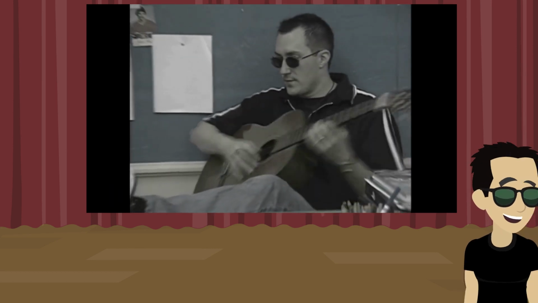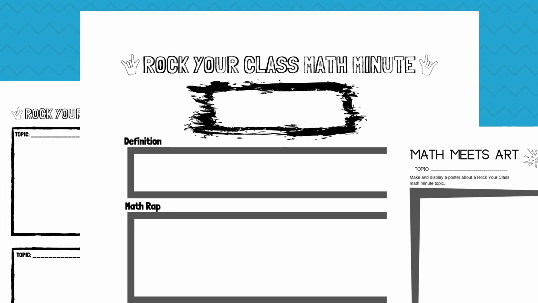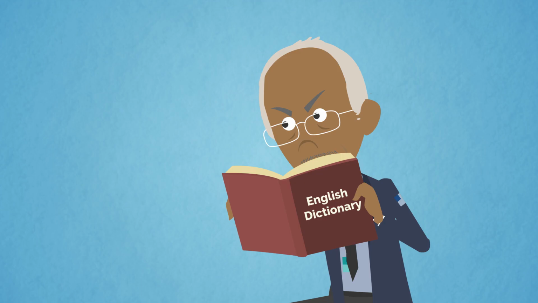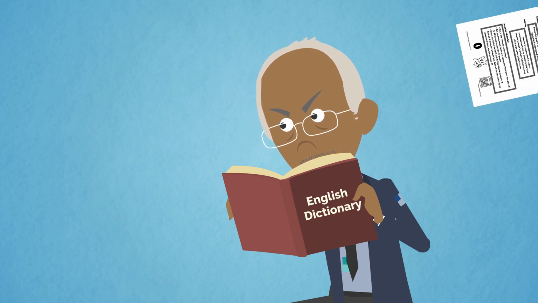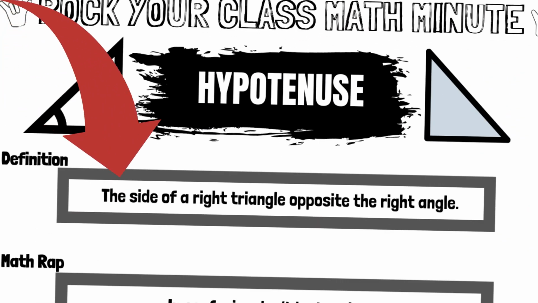Get ready for today's Math Minute topic. Hypotenuse. What does the dictionary say? The side of a right triangle opposite the right angle.